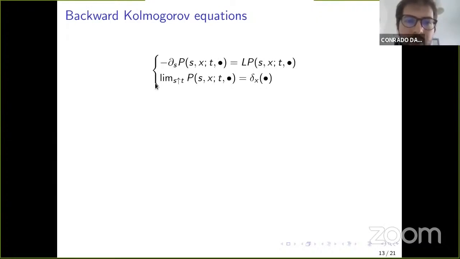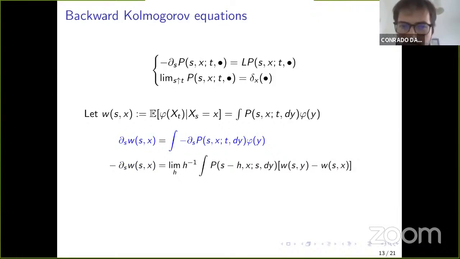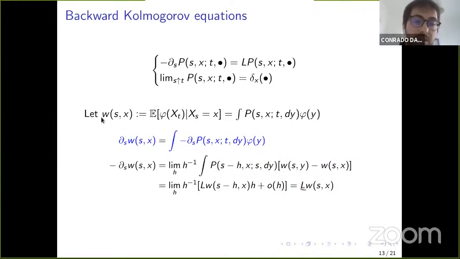So we know the final condition, that at time t we are in x. And we have this minus sign to reflect that the derivative in time is reversed. It is backward because it's acting on s. And the way of making this formal is, again, using test functions. We put the derivative inside. Again, that's just a manipulation. But the derivation in time using the Chapman-Kolmogorov method gives us in a very straightforward way the action of the generator on the function w.